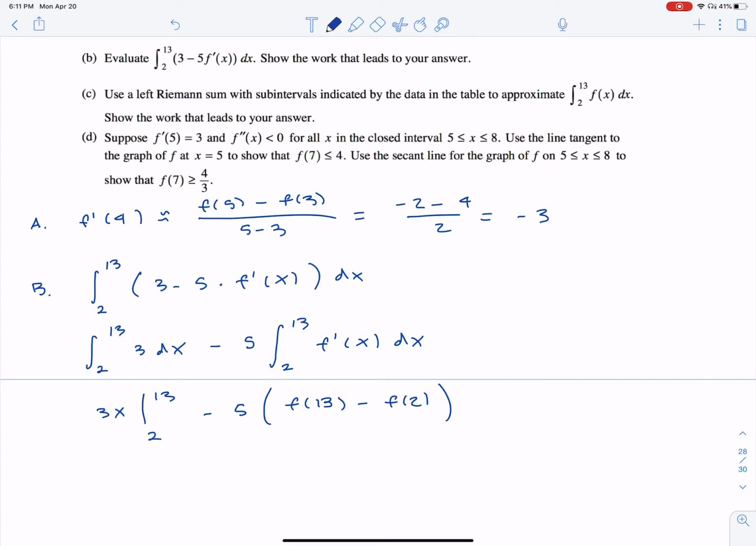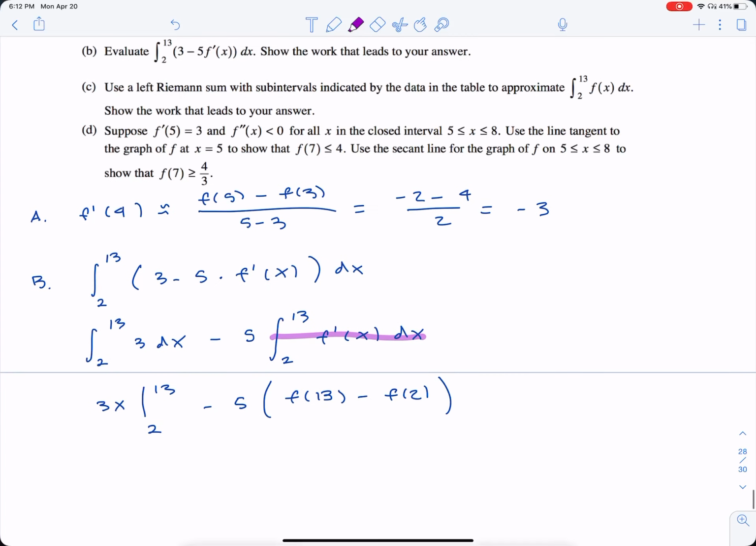Okay, so we've got that, and then I'm going to evaluate that second part, right? So again, if you're not sure, notice I used the flashcard in order to evaluate this. It wants to know what is the displacement, right? If that integral represents the displacement, it wants to know what's the displacement or the change in the y values from 2 to 13, and that's what I'm doing there.